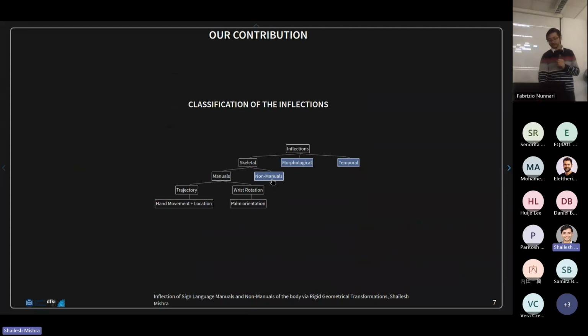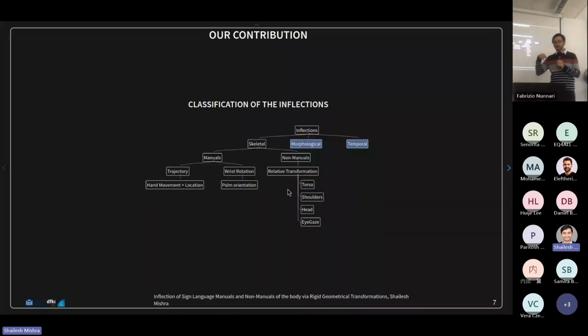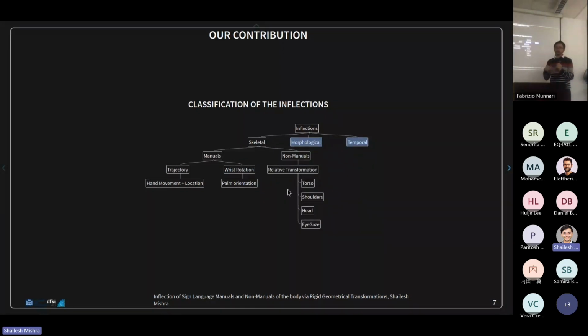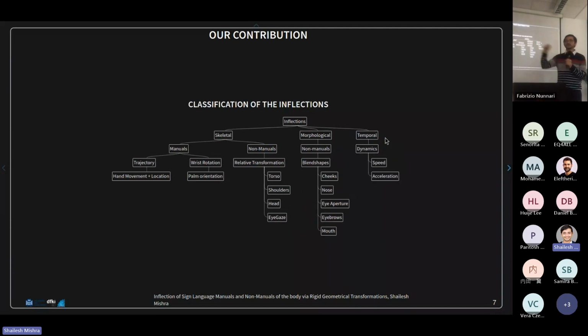Then we have non-manuals, which are just small relative transformations applied to different bones in the body. And we apply this transformation to torso, to shoulders, to head, and to the eye gaze. Finally, we have morphological, which are facial animations. And then we also have temporal, which just controls the speed and acceleration of the animation. The thing is, we do not focus on those, so that's why we are just focusing on skeletal.